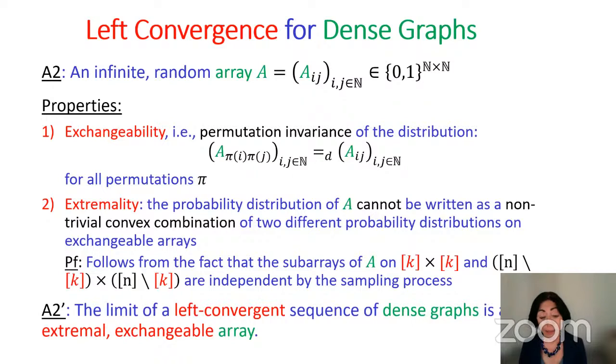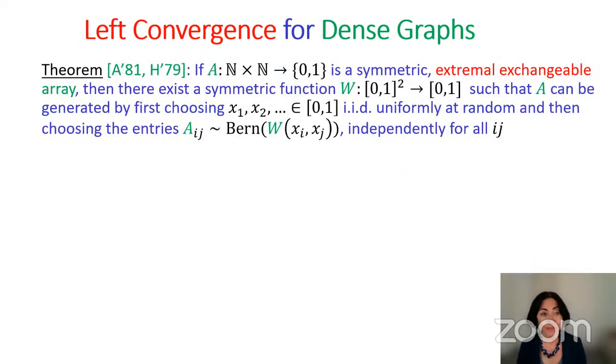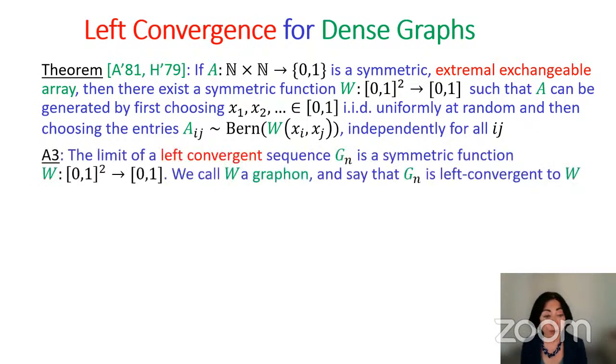So what we're getting is that this limit of a left convergent sequence of dense graphs is an extremal exchangeable array. Aldous and Hoover, and I'm just going to repeat this slightly differently than the way I said it before, said that if we have a symmetric extremal exchangeable array, then there exists a symmetric function W such that A can be generated by first choosing x1, x2, etc., iid uniformly at random, and then by choosing aij Bernoulli, with the coins being flipped according to the weight of this W function independently for all i, j. So the limit of a left convergent sequence, Gn, is a symmetric function, and it's called a graphon, and we say that Gn is left convergent to W.